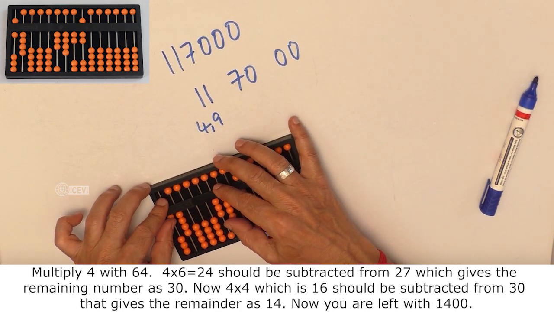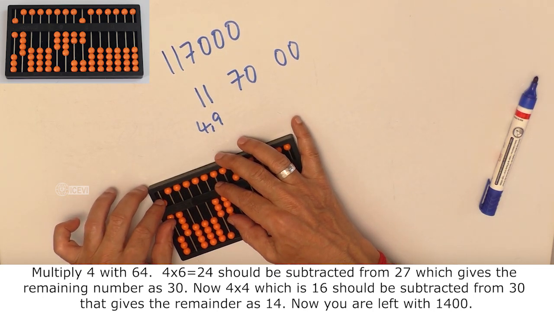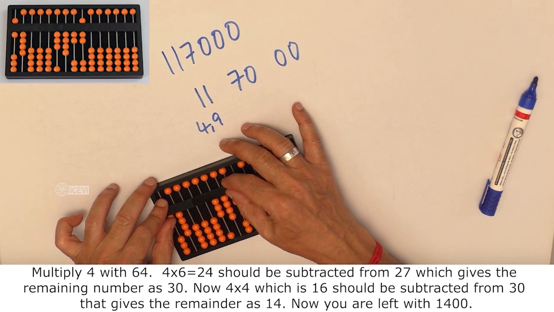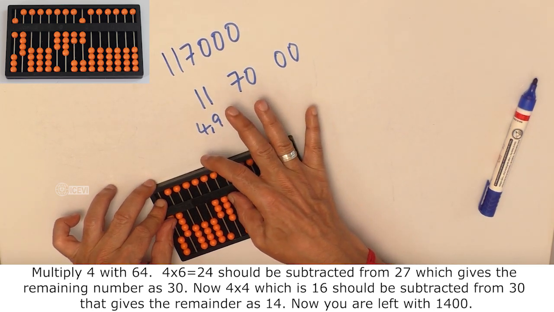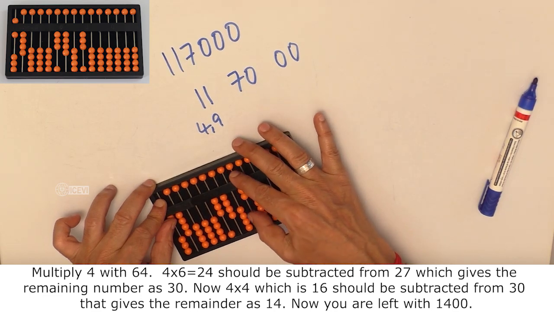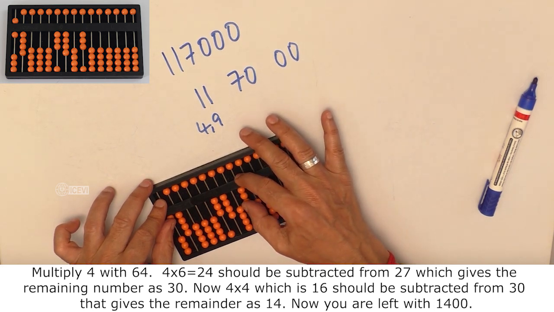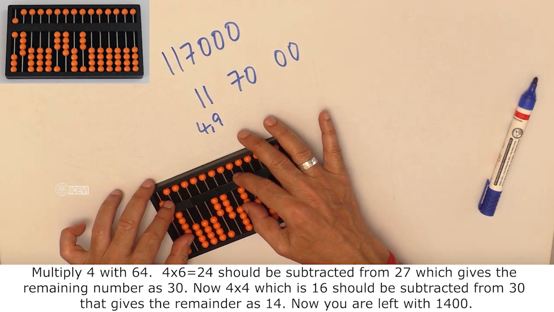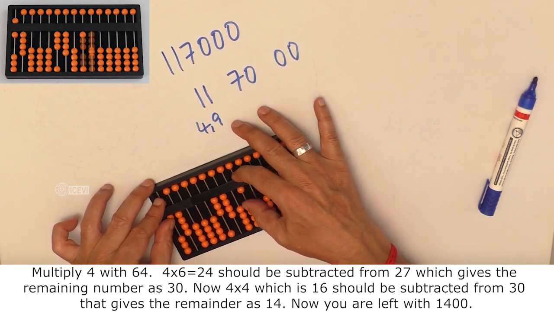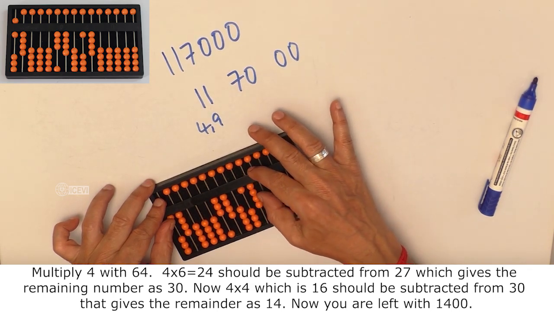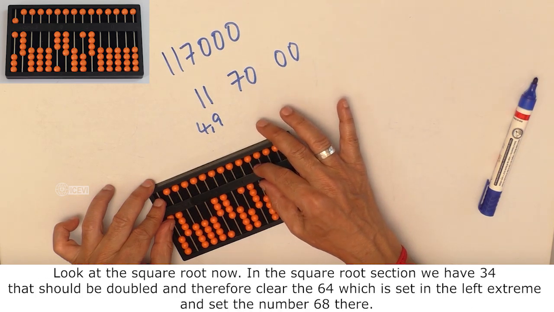Now multiply 4 with 64. That is 4 multiplied with 6, that is 24. That should be subtracted from 27 and the remaining number is 3. Now 4 multiplied by 4, which is 16, and that should be subtracted from 30, which gives the remainder as 14. Now you are left with 1400. Look at the square root now.